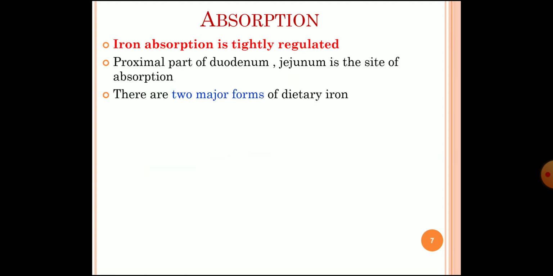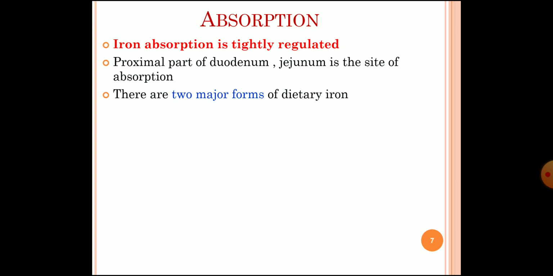Now we'll pass on to the absorption of iron. How is iron absorbed in our body? Iron absorption is tightly regulated. It's a highly regulated process, and the proximal part of the duodenum and the jejunum are the sites of iron absorption.